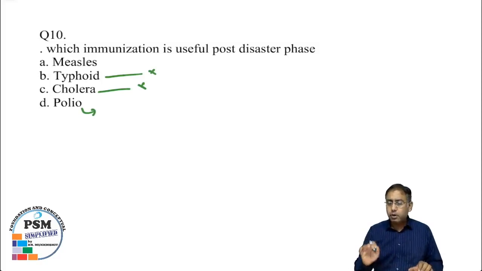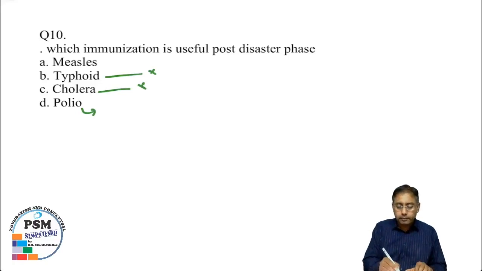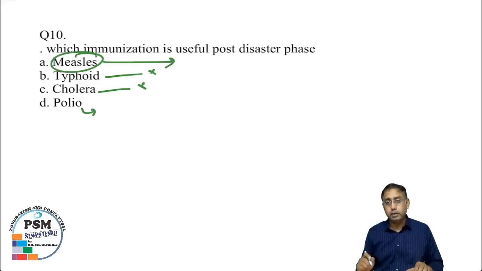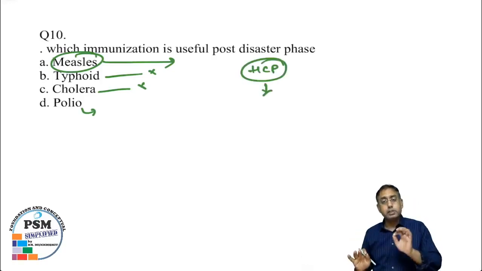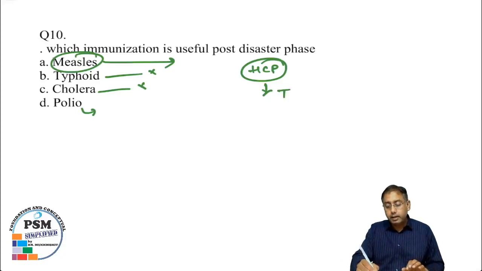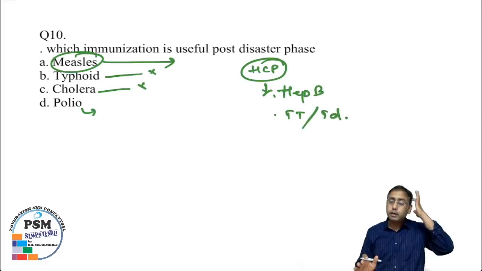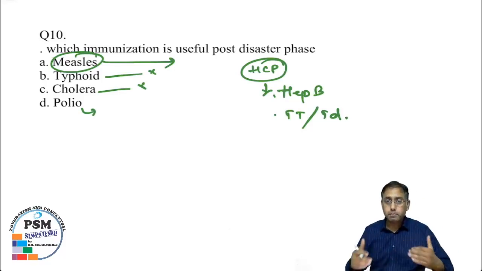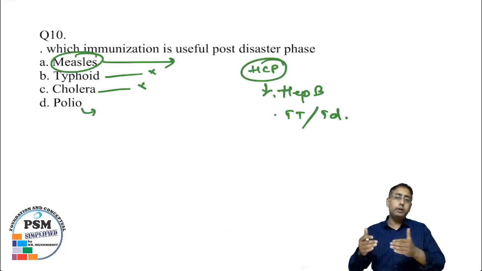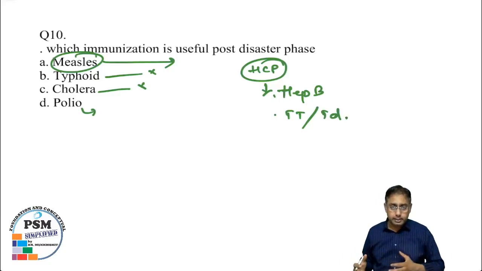Do very close surveillance and monitoring for the measles vaccine. It's a very important vaccine that should not be missed out. For healthcare professionals, this question was not there, but I'm just telling you, it's important to have them immunized for hepatitis B and for tetanus toxoid or tetanus diphtheria. That's the current WHO recommendation for people who are in emergency response towards disaster. They need to be protected for these diseases.